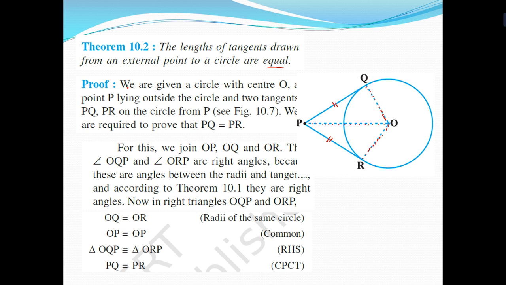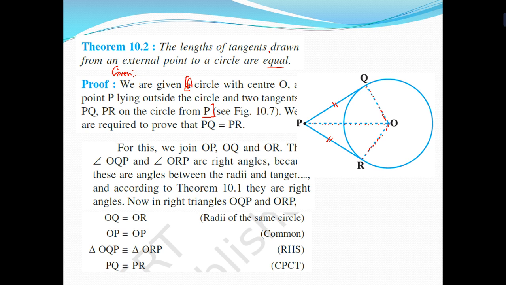So what is given? First of all, we have to write "given" every time. What is given? A circle with center O and a point P lying outside the circle, and the two tangents PQ and PR on the circle from point P. That is called given. इसे given कहा जाता है.